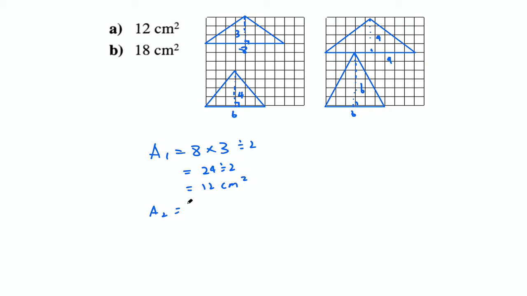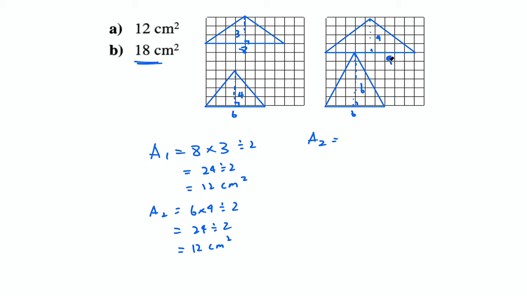And the area of the second triangle here is going to be 6 times 4 divided by 2. Here we get 24 divided by 2, which is again exactly 12 centimeters squared. So what about here? The area of the second triangle, these two triangles should have an area of 18 centimeters squared.